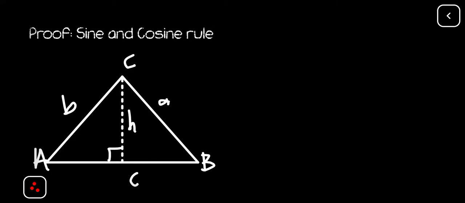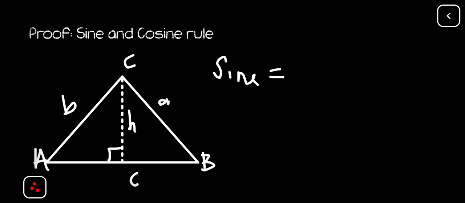Now let's look at how we can actually prove or derive the sine and cosine rule. In one of my videos, I've explained how to use the rules, but let's see how we can actually get those rules. So the sine rule is something like this.